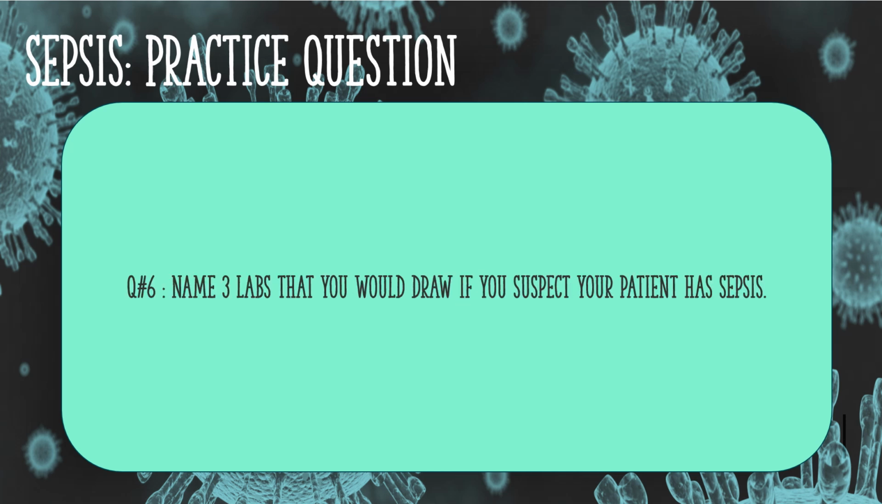Name 3 labs that you would draw if you suspect your patient has sepsis. Possible answers here: CBC, metabolic panel, cultures. Get that lactate. Lactate is your gold standard. Get your coags, a D-dimer, a CRP, procalcitonin, a urine, etc. So many lab choices, but that lactate is the gold standard.